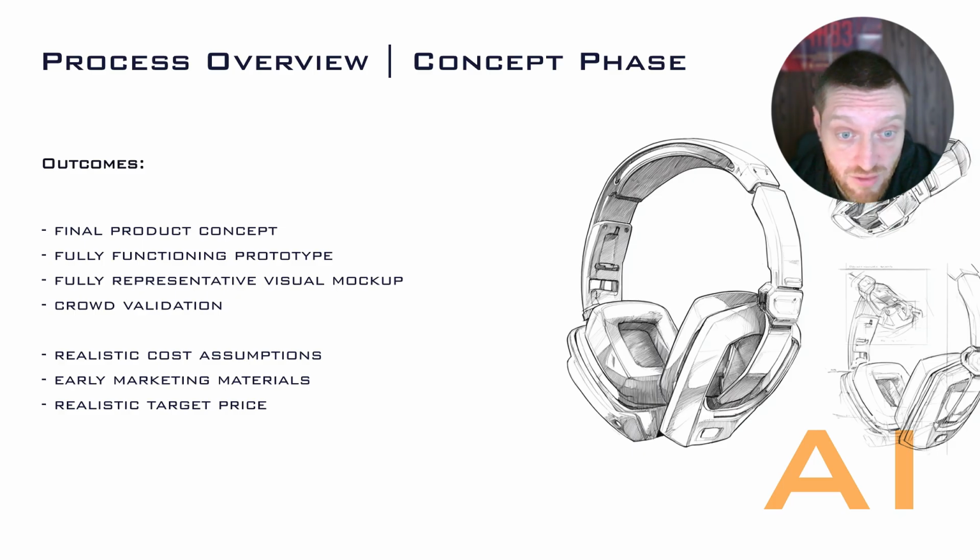you have a final product concept and a fully functioning prototype. You also have the fully representative visual mockup, and you were able to validate this in the crowd. You can share the first images, you can talk to people in your niche from your network. You also have a realistic cost assumption because now you are clear about product scope and all the details it entails. You can already start creating early marketing materials, build momentum, build an audience, and you also have a realistic target price at this stage because you are more aware of the costs that will come at you.